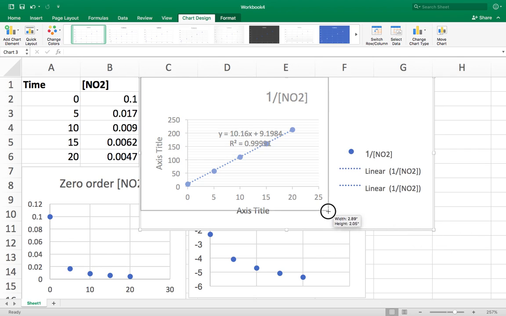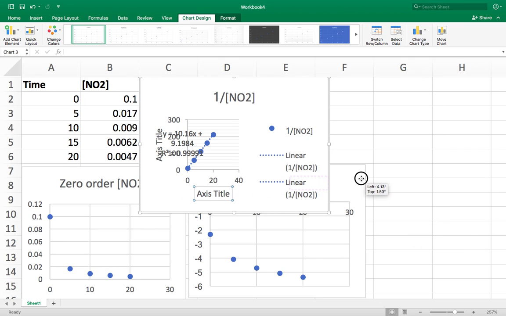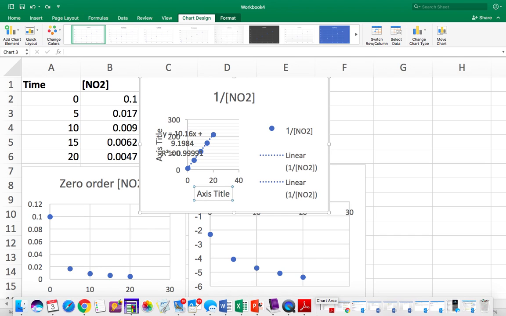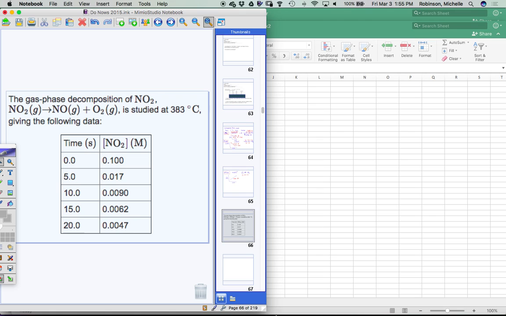You can do a linear regression without it being on the graph too, but that's irrelevant. Okay, I'll just drag that over there. All right, so that's what you need. The only other thing that you need with the integrated rate law is half-life.